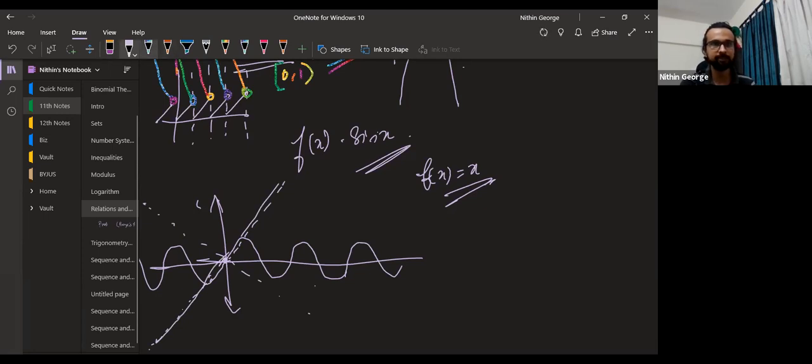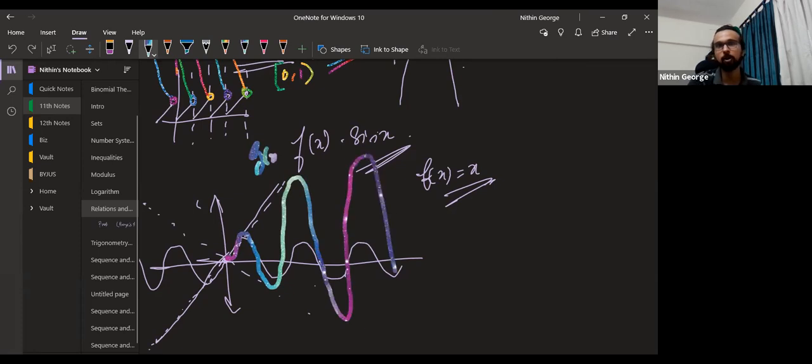My function f of x into sin x will hence be, like sin x is a value between -1 and 1. It oscillates. So whatever value you get for x will be multiplied by a value between -1 and 1. So the idea is at pi by 2, sin x becomes 1. So this g of x will be equal to x itself. At 3 pi by 2, it will become -1. It will become minus x. At 5 pi by 2, it will become x. At 7 pi by 2, it will become minus x. And so on. Did you get what happened?